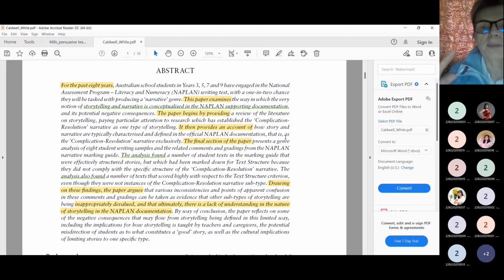And the purpose of this paper is to examine, so what we will be doing, or what the problem we want to focus on, is the notion of storytelling and narrative inside of NAPLAN support documentation. And then we have this text, which is really interesting, which is its potential negative consequences. So what we say is, we think it's problematic, this notion of storytelling and narrative in the NAPLAN supporting documents, right? We think it's problematic, has potential negative consequences.